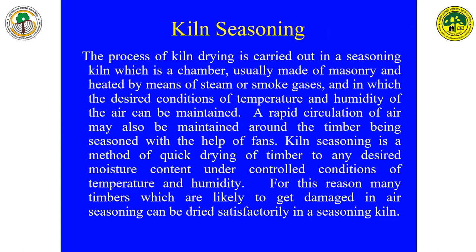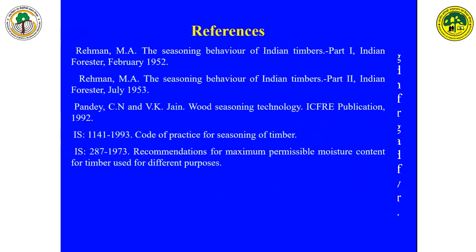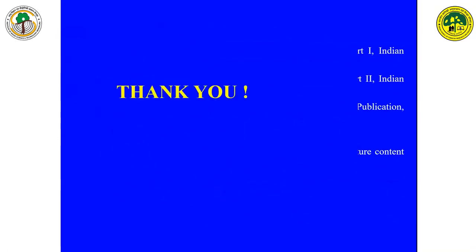Some 6 to 8 decades ago, kiln seasoning started in India also. Initially, very raw types of kilns were there. We stack the wood in the same manner which I have shown in the photographs, and then we season the wood by applying seasoning schedules. There are 7 seasoning schedules we will see in the next lecture. These are the references, and I will stop here.